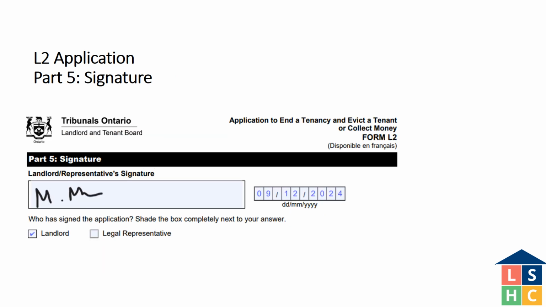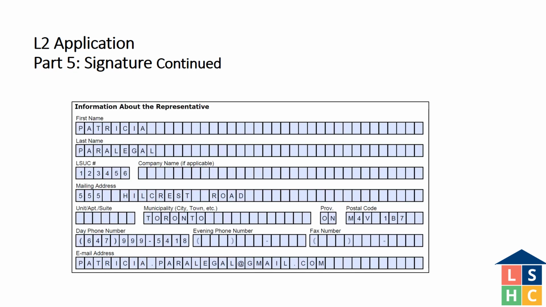Anyone can file these documents with the Landlord and Tenant Board for the landlord. However, only the landlord or landlord's legal representative should sign this application. If you have a lawyer or a paralegal representative, make sure their information is included in this section. If you don't have a representative and are doing this on your own, leave the section blank.